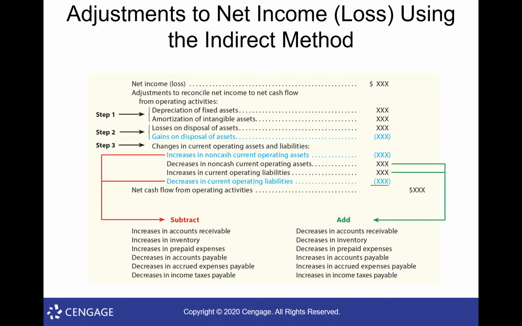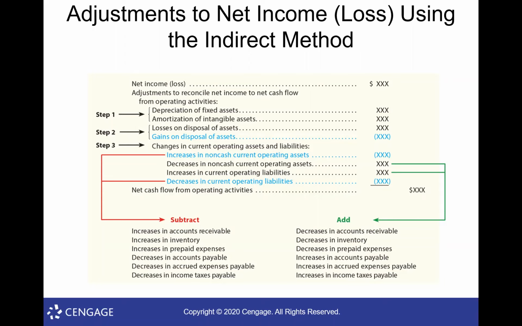Here's the rule though. When we're doing this step three, adjusting for changes in current operating assets and liabilities, changes in assets are going to have an opposite adjustment. And changes in liabilities are going to have the same adjustment. And here's what I mean by that. If I have a current asset increase, so if my accounts receivable increases, I'm going to adjust my cash down for that increase. And what I mean by increases is increase from last year to this year.